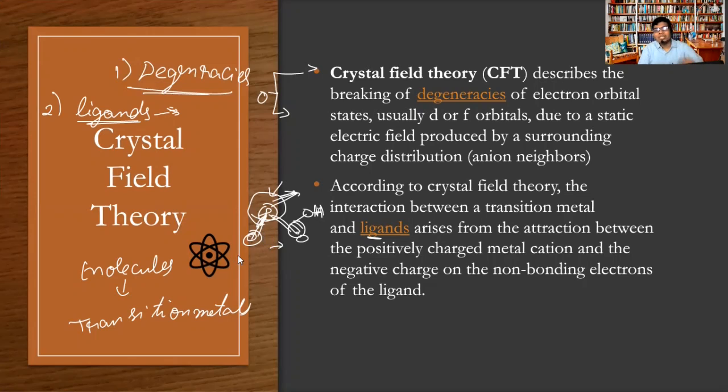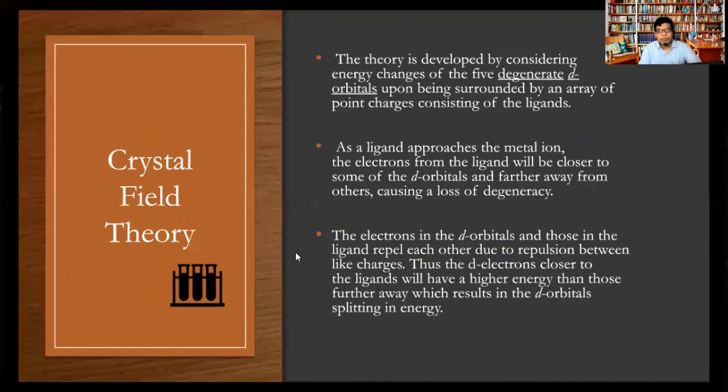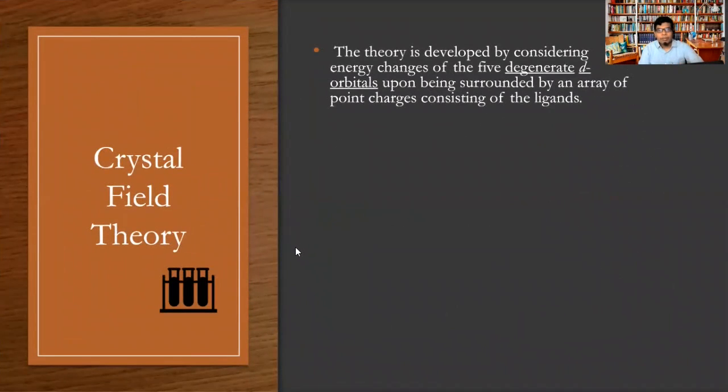Due to the interaction between the central atom, the transition metal, and the ligands, there is an attraction between the positively charged metal cation and the negatively charged non-bonding electrons of the ligands. There are some non-bonding electrons here. Due to this interaction, we have some kind of attraction forces going on. Okay, this theory is developed. How it is developed will be the topic now.